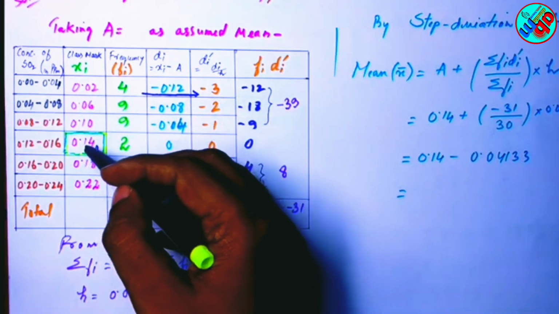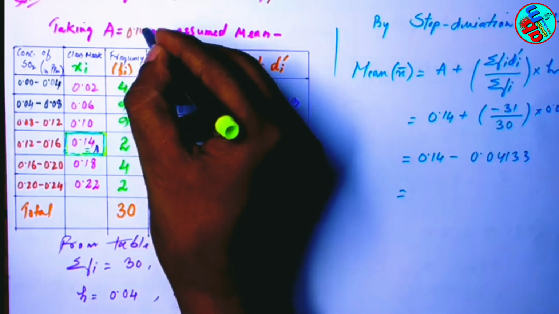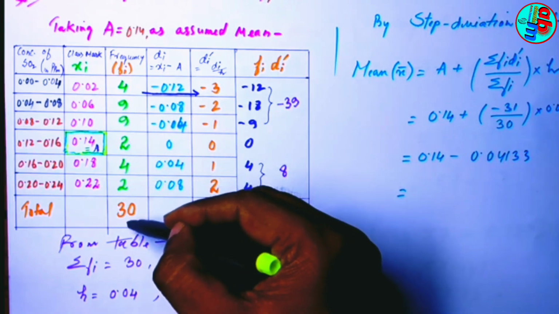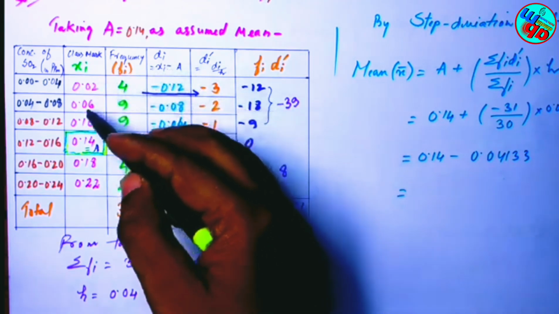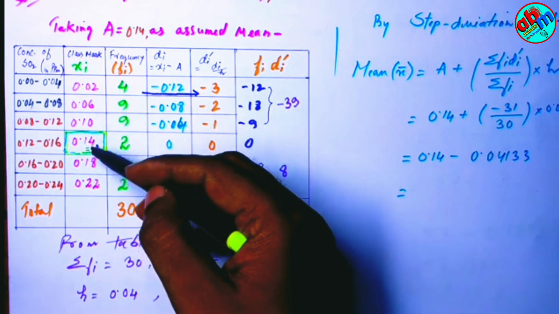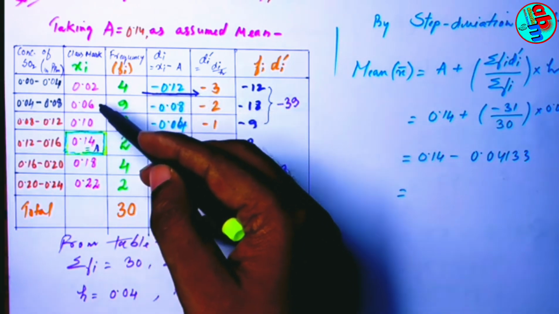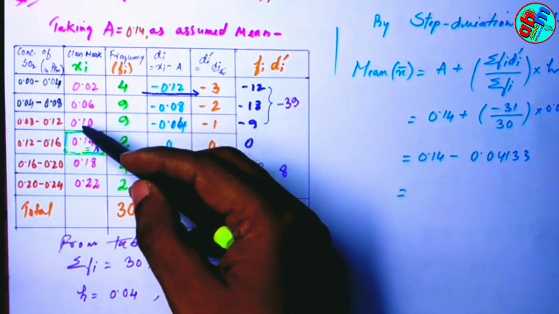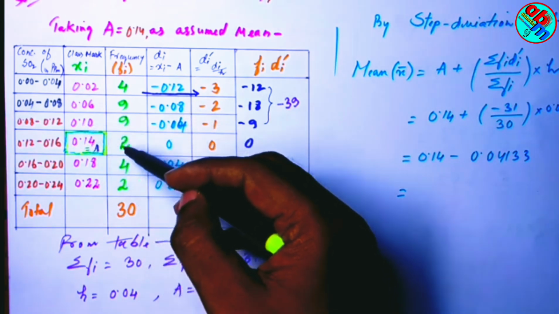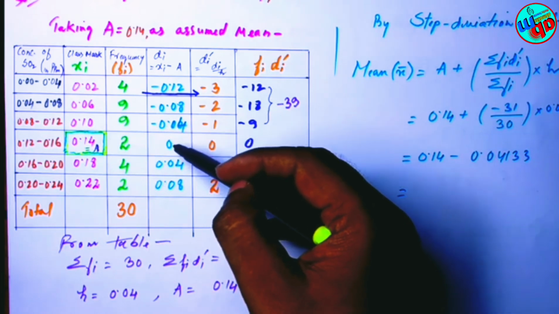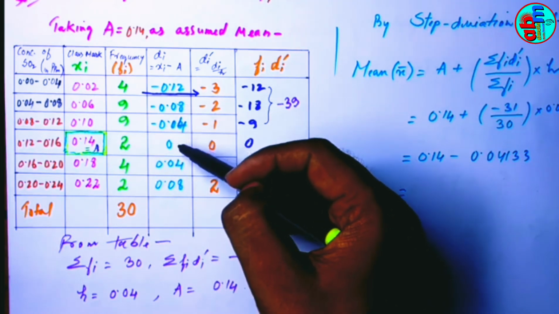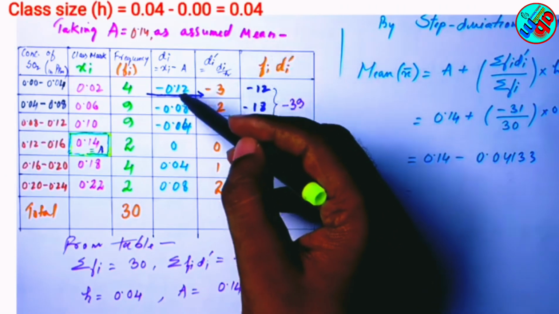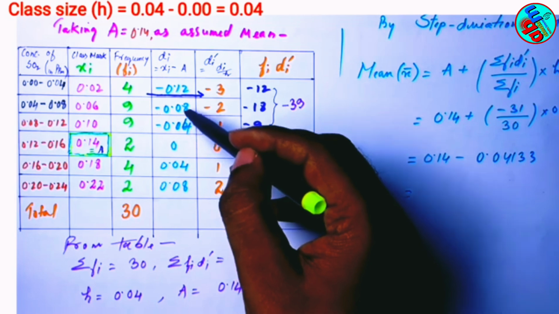And we take 0.14 as the assumed mean, and we have frequencies 4, 9, 9, 2, 4, 2, which is 30 in total. Then we found out di, which is xi minus a. 0.02 minus 0.14 is minus 0.12, 0.06 minus 0.14 is minus 0.08, 0.10 minus 0.14 is minus 0.04. Here it is 0, and then we change the sign and write 0.04 here, and this one here. When we divide by 0.04, we get minus 3, and for this one, we get minus 2.